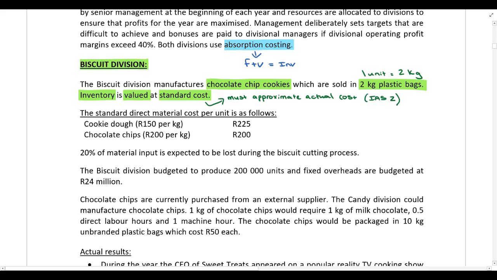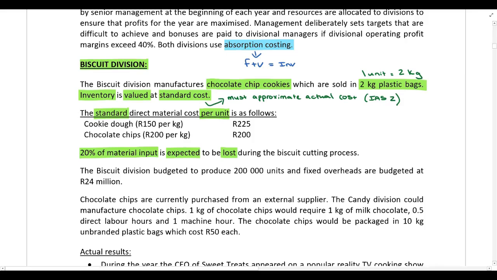You are then given the standard direct material cost per unit as follows. So we can see they have two different types of direct material, cookie dough and chocolate chips. For both of the direct materials, you've been given the cost per kilogram and you've also been given the unit cost. Then just below that, you've been told that 20% of material input is expected to be lost during the biscuit cutting process. Alright, so we have a loss in the production process.